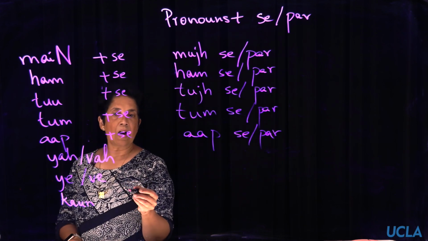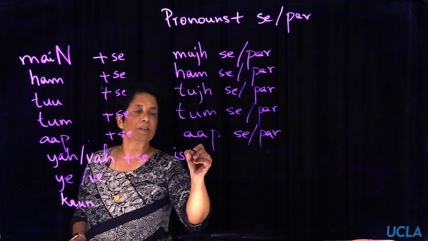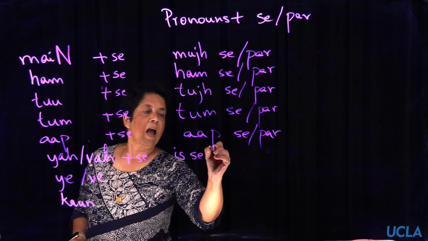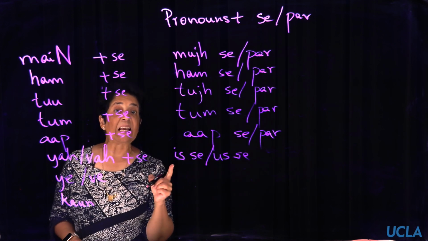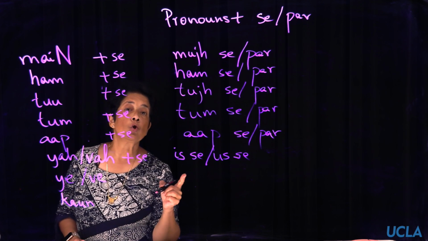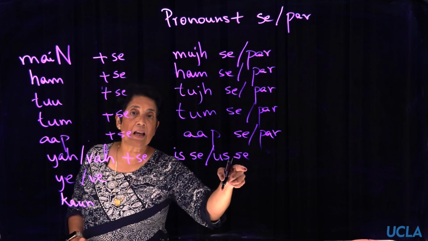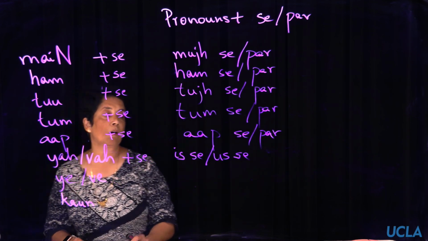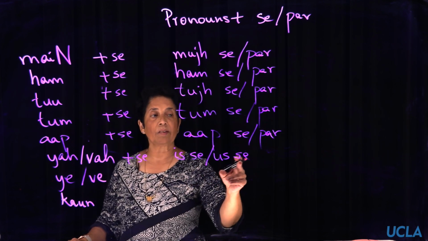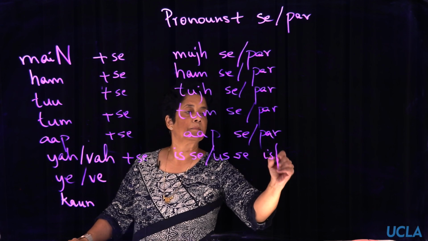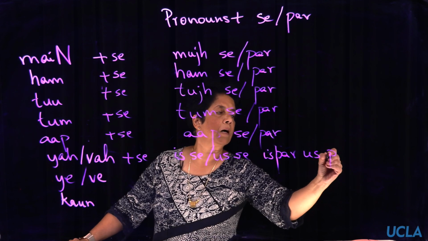Okay. Yah and vah plus se, very predictable. Is se, and us se. Now be very careful. Isko is to him or her. Is se, us se is from him or her. So be careful. Okay. Is se or us se, is par, or us par.